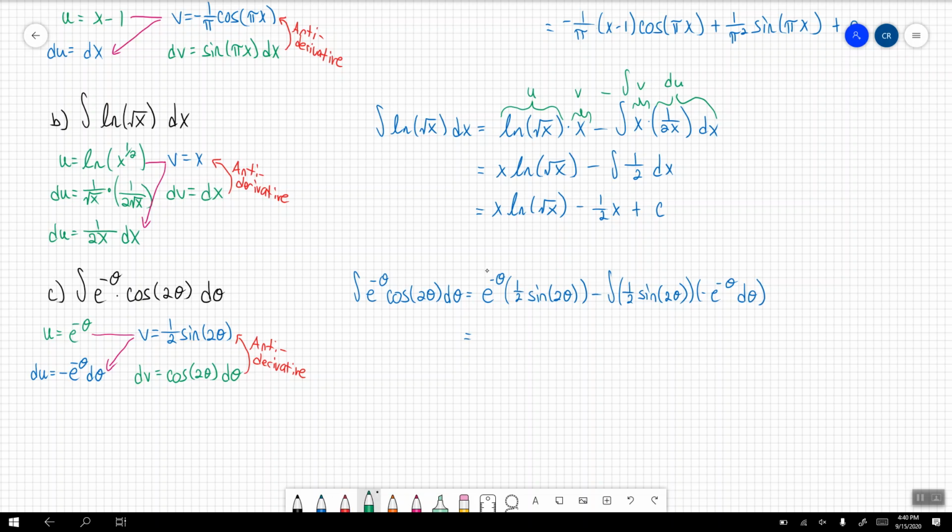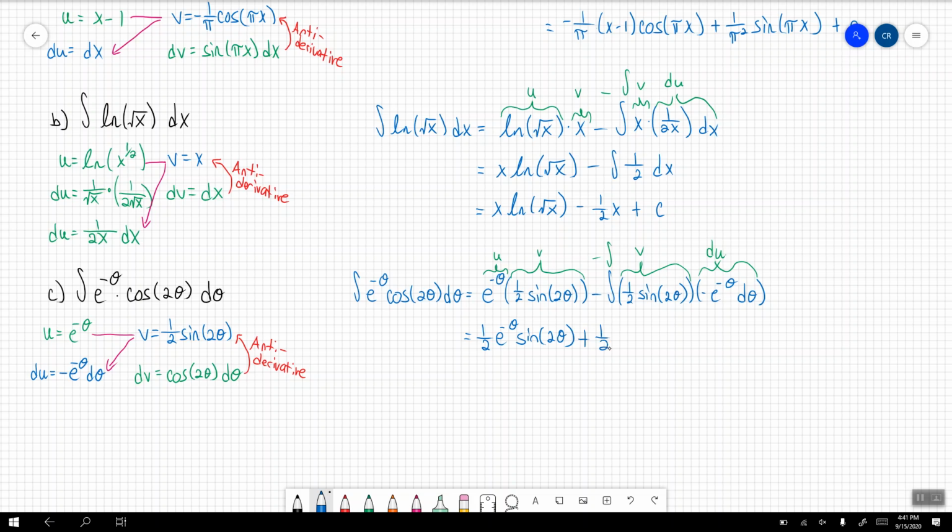And I'll simplify it in just a little bit. I want to keep identifying this is my u, this is my v, minus the integral, once again, of v du. Okay, so let's keep going and simplifying here. So this is 1/2 e to the negative theta times sine of 2 theta. Negative and negative, that's going to be a plus.